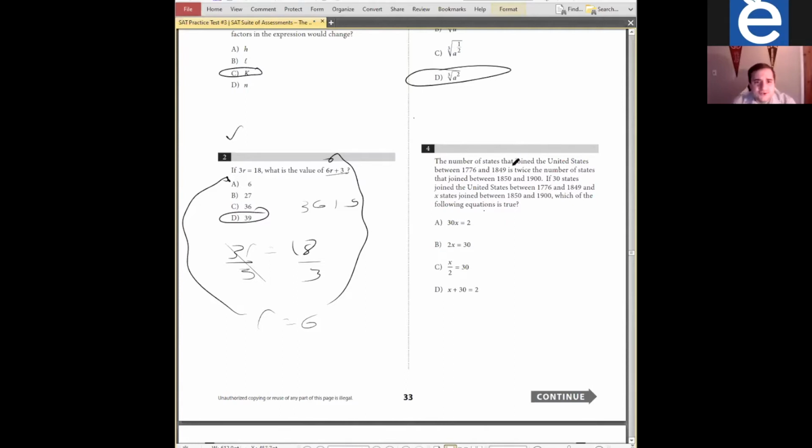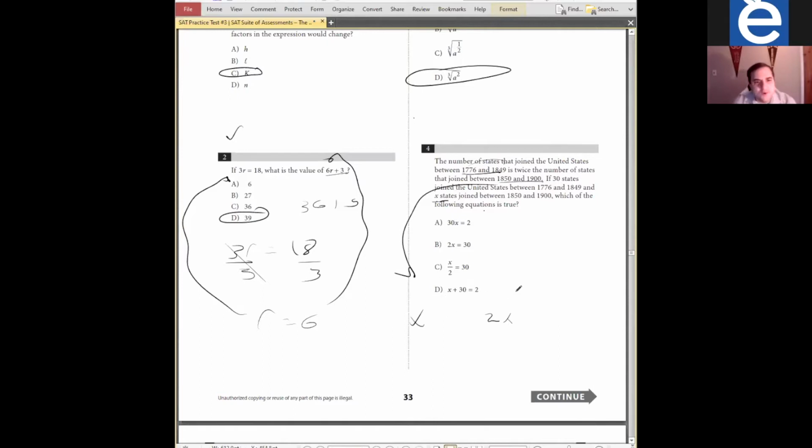A number of states joined. So the number of states that joined in those years is twice the number of states that joined in those years. So let's call those X, right? So this range is 2X. 30 states. All right, I see what's going on here.